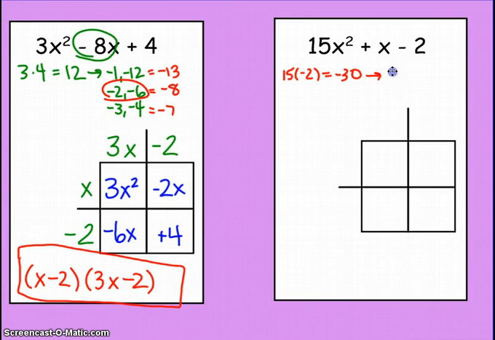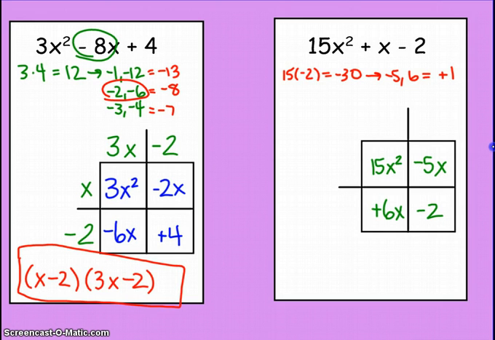All right, so what we have here is 1 and 30, 2 and 15, 3 and 10, and 5 and 6. So if I did negative 5 comma 6, negative 5 times 6 gives me the negative 30 that I need, but when I add them, they will equal the plus 1. So the top left-hand box is 15x squared. The bottom right-hand box is negative 2. And my factors are negative 5x and positive 6x.